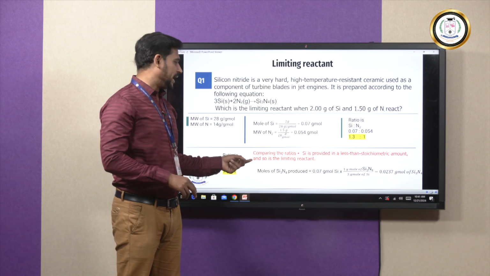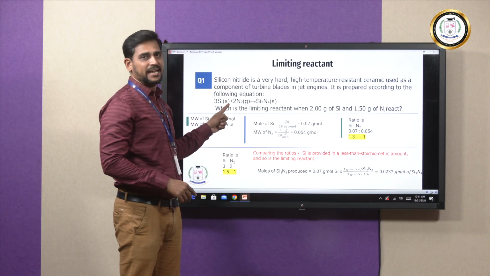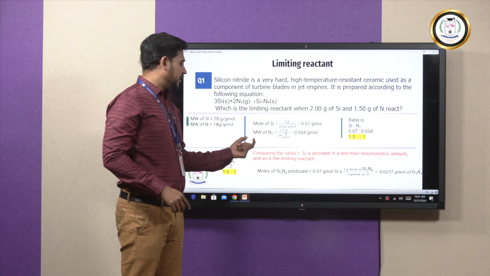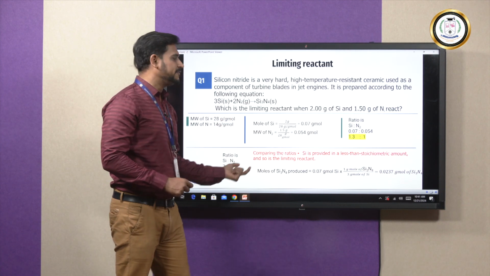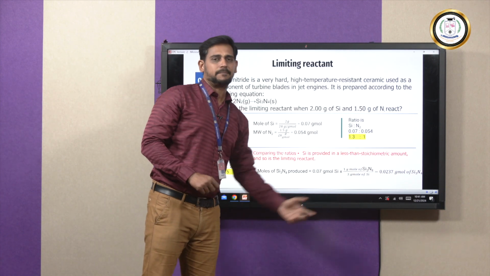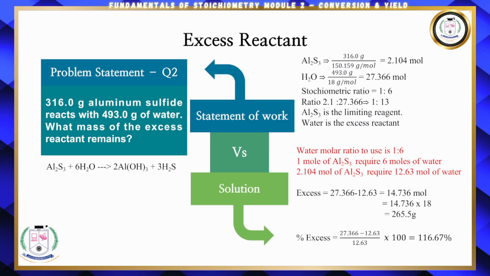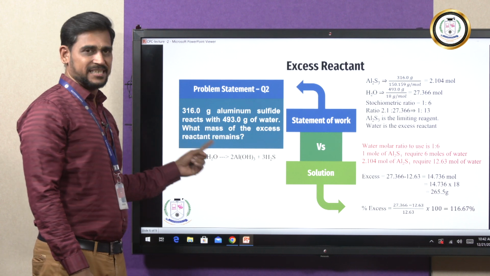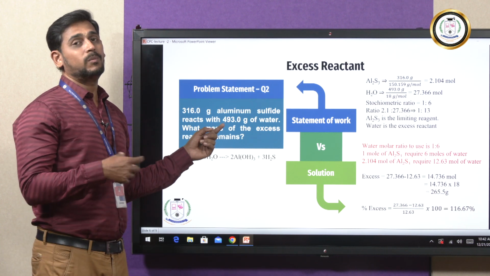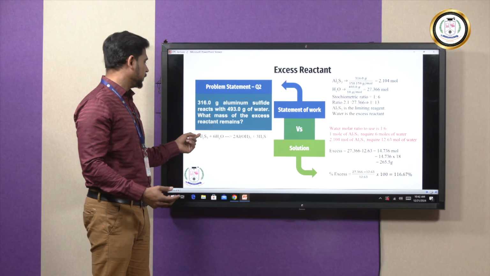You may calculate this Si3N4 based on nitrogen also, but when we calculate, the yield will be lesser for the limiting reactant, because the limiting reactant is the rate determining one. So similarly we have to calculate the excess reactant. Take an example, 316 grams of aluminum sulfide reacts with 493 grams of water. What is the mass of the excess reactant that remains? So they are asking how much excess reactant is available.